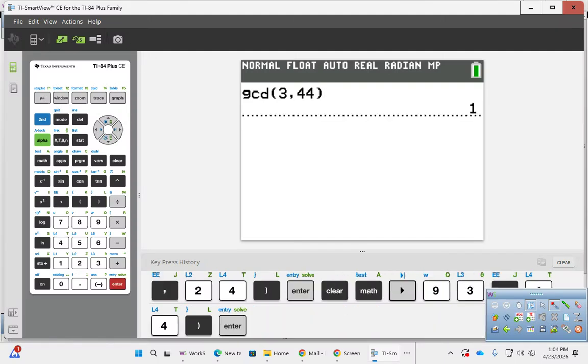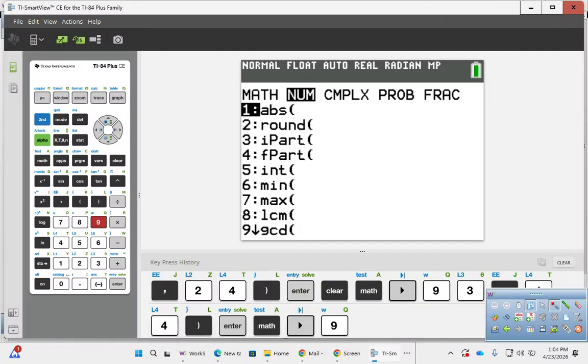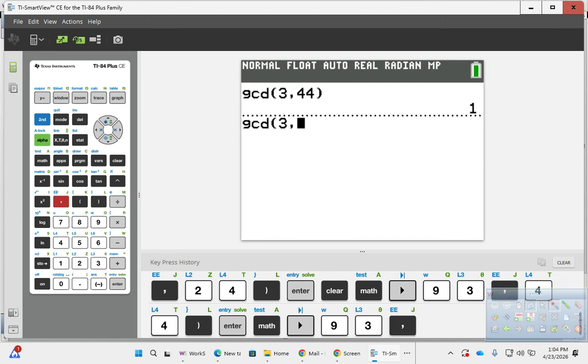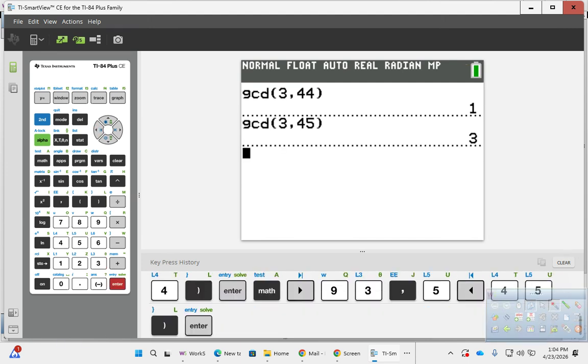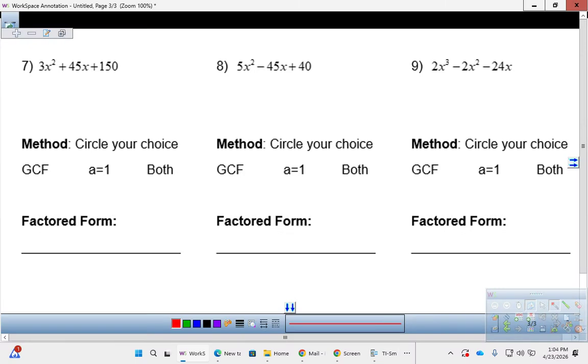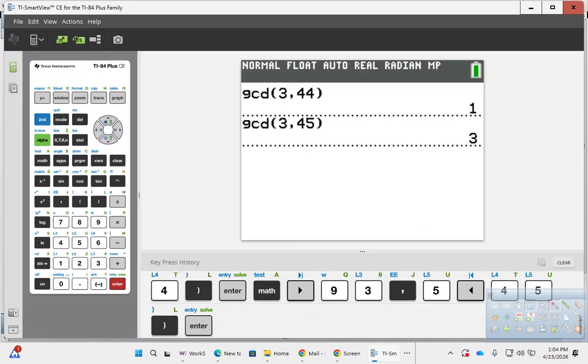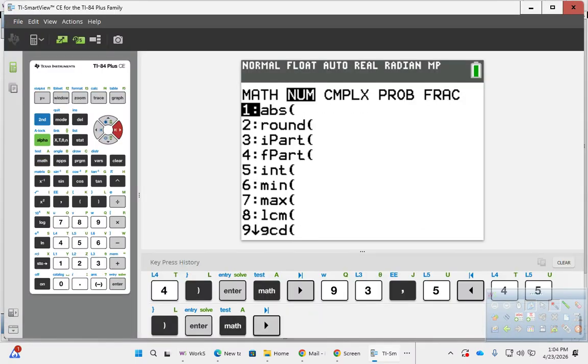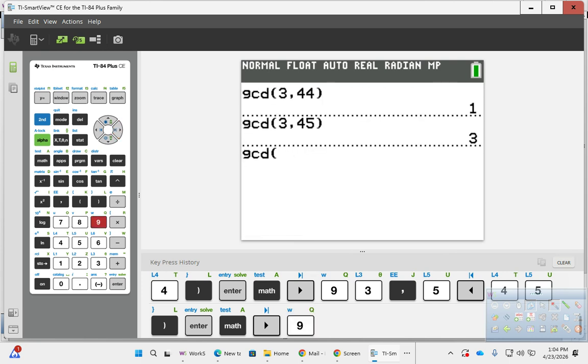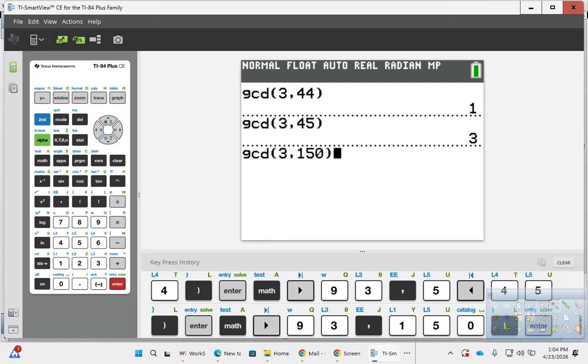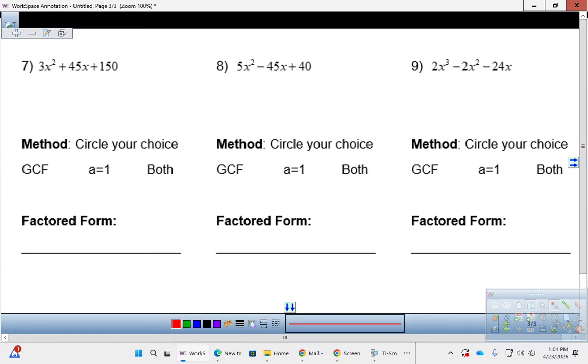And then I'm going to take that GCF, 3 and 45, and I'm going to pair it with the last number, which is 150. So I'm going to do a GCF of 3 and 150. Another 3. So it looks like I have a GCF of 3.